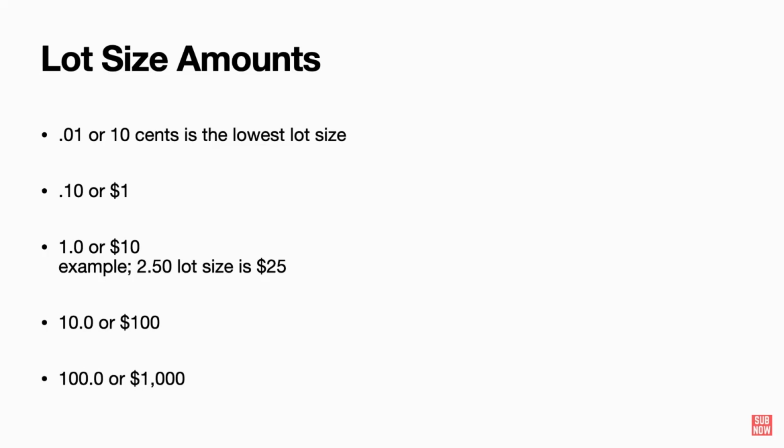But the more that you do this, the more you just know what the factor is. 0.01 is 10 cents, 0.1 is $1. If I want to bid $5, I bid 0.50. Pretty simple. If I want to bid $50, I bid 5.0. So pretty straightforward. I'm going to leave it there. I just wanted to give you a general idea of this.